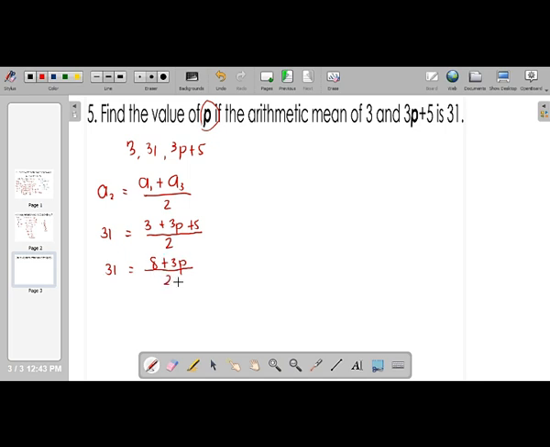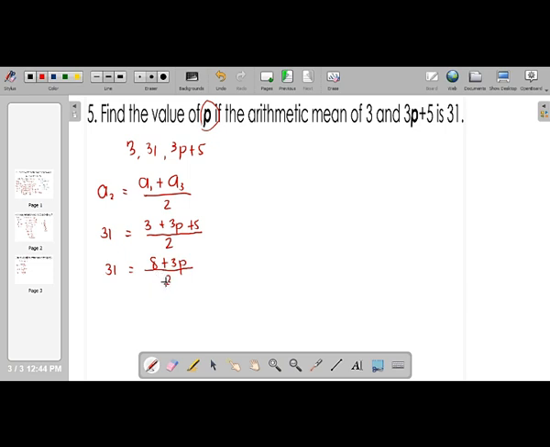From here, why is your head spinning? It's just a fraction, a rational expression. What we're going to do here is apply the multiplication property of equality. We want to remove this 2 in the denominator because we want to find the value of p. So this 2 must be eliminated. We will apply the multiplication property of equality, and it's easier that way.